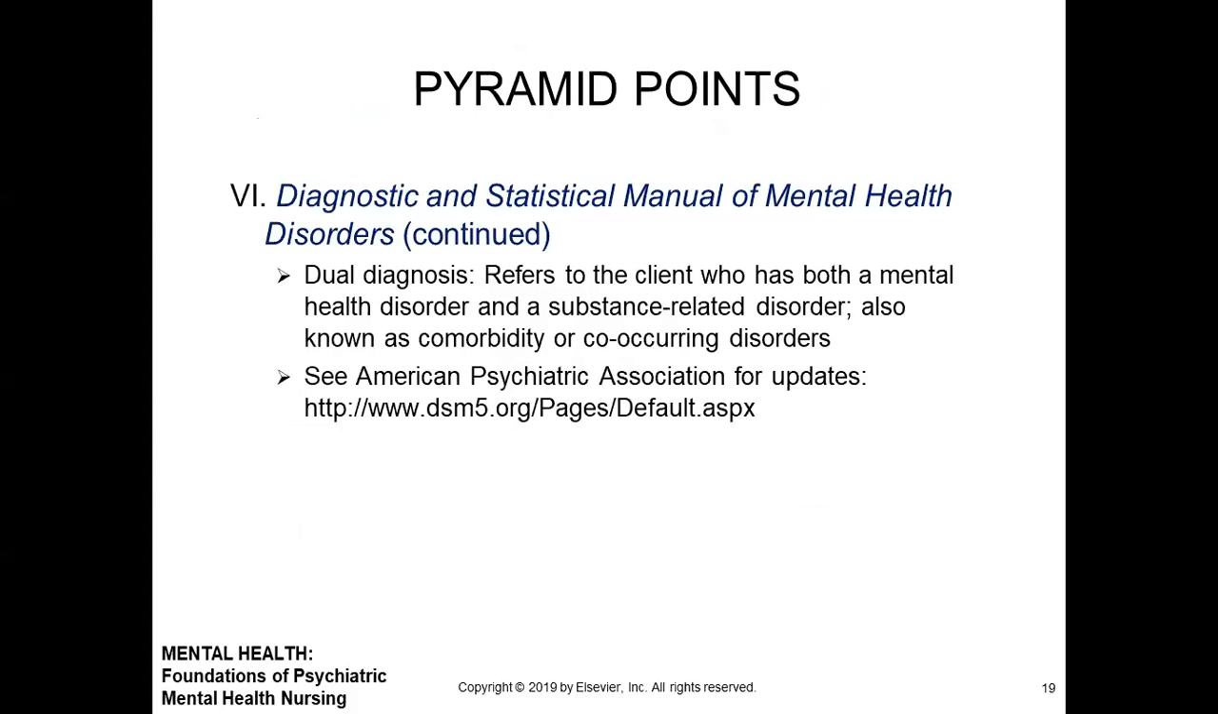Some patients are diagnosed with more than one disease, and this is called comorbidity. So what is comorbidity or co-occurring disorder? It's a dual diagnosis. It refers to a client who has both a mental health disorder and a substance-related disorder, and this is called comorbidity.